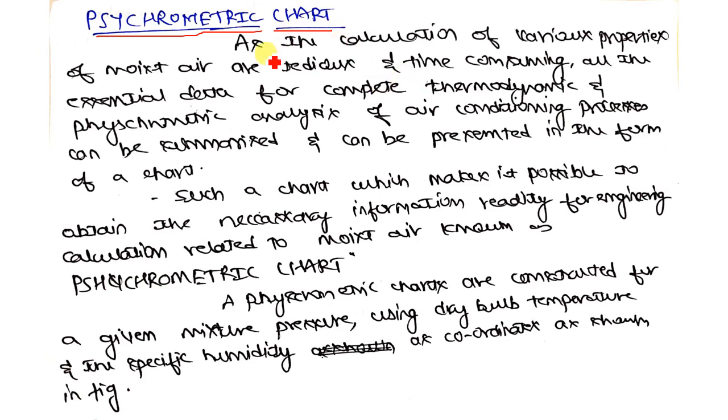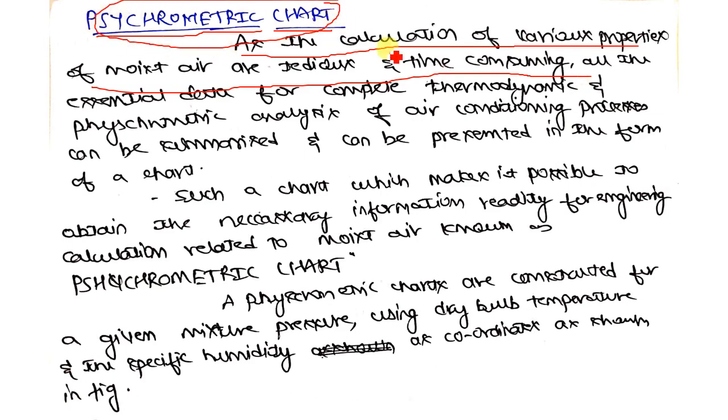So let us read what it has written. The calculation of the various properties of moist air is tedious and time consuming, as you know. When you have been solving the major problems, you have found it takes most of the time. A problem will give just the DBT and the relative humidity, and calculating all of the parameters from that takes a large amount of time. How can we avoid this? By the usage of psychometric charts.